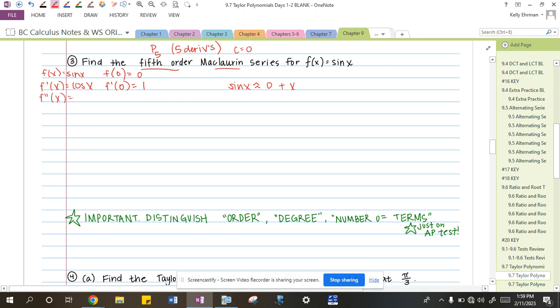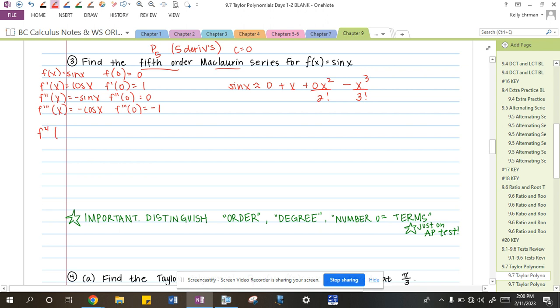Second derivative. Derivative of cosine is negative sine. Evaluated at 0. Still 0. So technically we've got plus 0 x squared over 2 factorial, but yeah, that's going to go away. Third derivative, we've got to get to 5 derivatives, remember. We get negative cosine x. Evaluate that at 0. Cosine of 0 is 1, so this is now negative 1. Now I've got minus x to the third over 3 factorial.